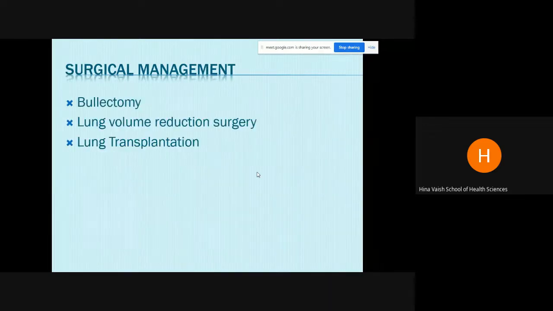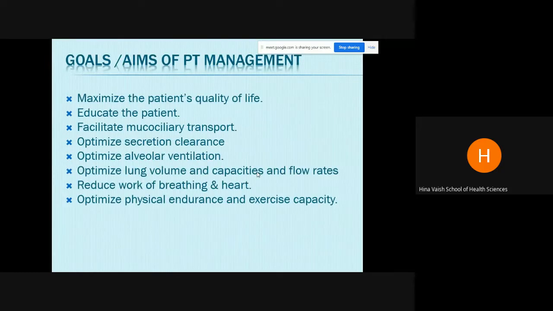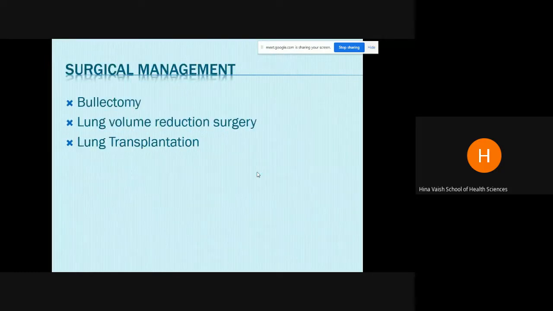Surgical management: for patients who have really progressive disease, in those cases bullectomy, removal of the bullae, can be done. Lung volume reduction surgeries can be done in patients who have a lot of hyperinflation and hampered lung function. And if the entire lung is severely damaged, then lung transplantation can also be an option. Fine. So PT management, physiotherapy management, we will be doing in the next class.